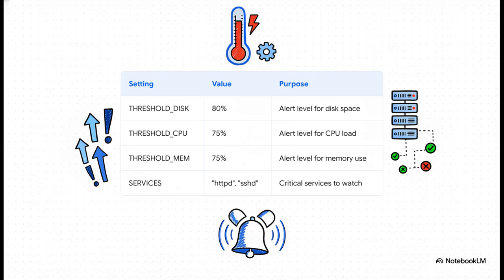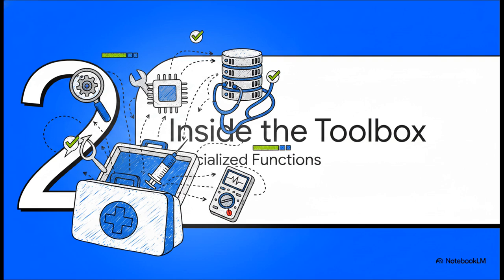And here are those rules. Right at the very top of our script, we set these super simple variables. You can just think of them as the fever points for our server. We're telling it, look, if the disk space gets over 80% full, that's a problem. Same thing for the CPU and memory. If they hit 75%, it's time to sound the alarm. We also give it a list of critical services to keep an eye on. It's really that simple.